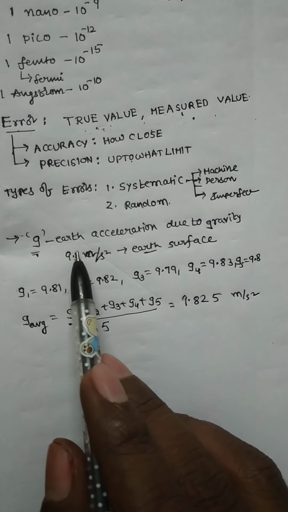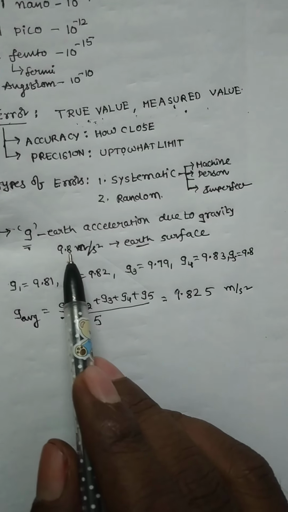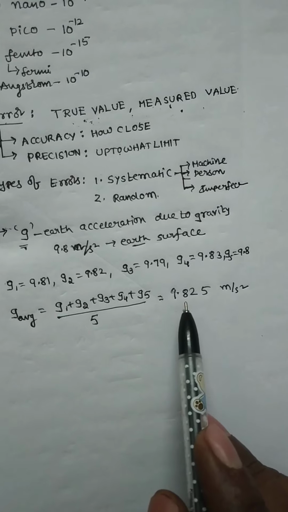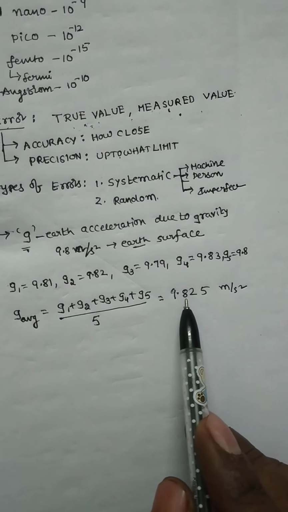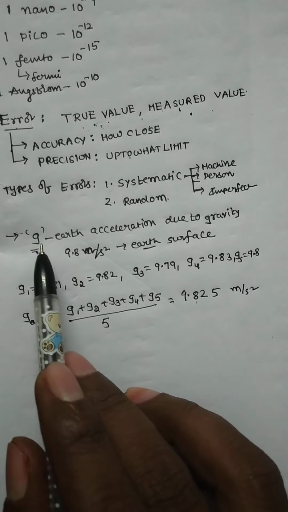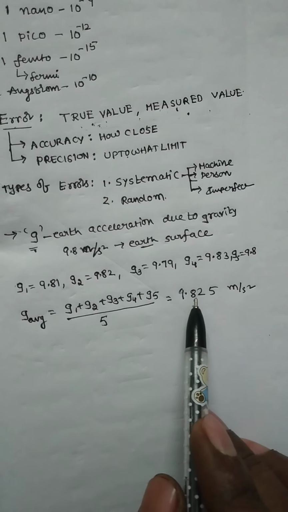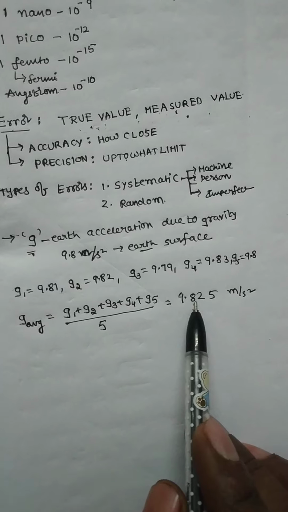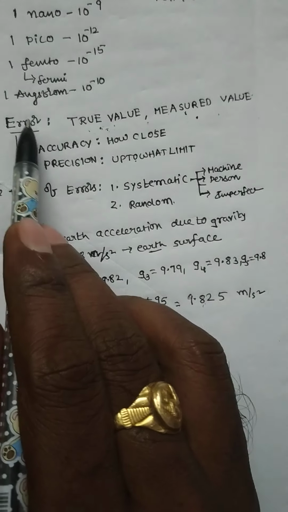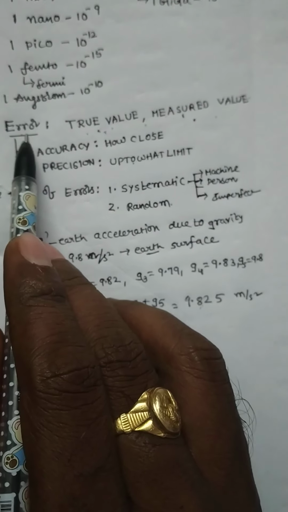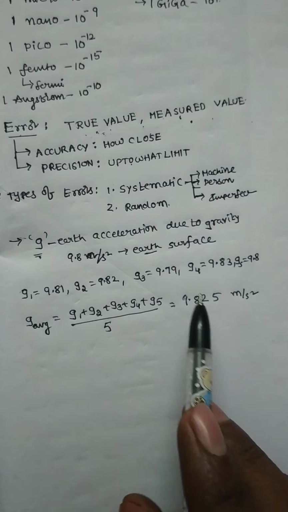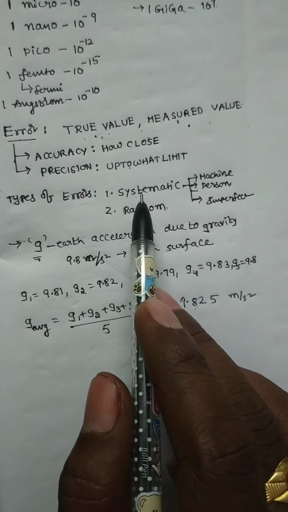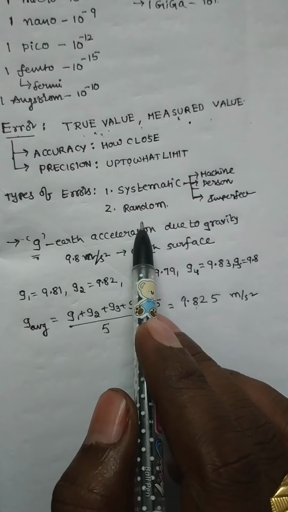What is the exact value? 9.8. That is called the true value. What is the measured value? This is called the measured value, 9.825. So between this and this there is a difference. That difference is said to be an error. That error is of two types, mainly systematic errors and random errors.